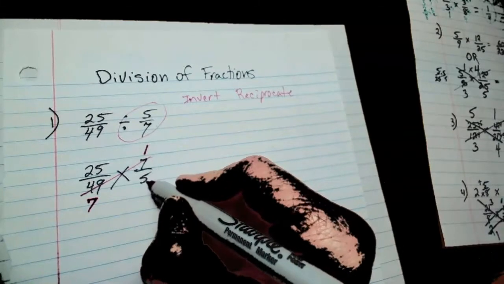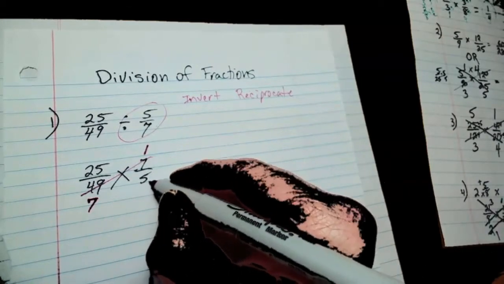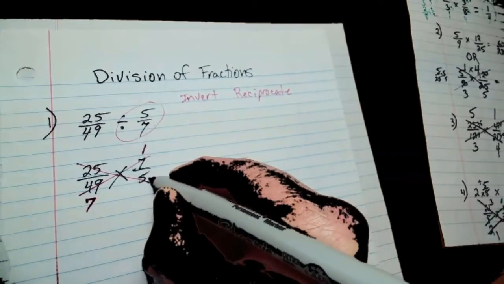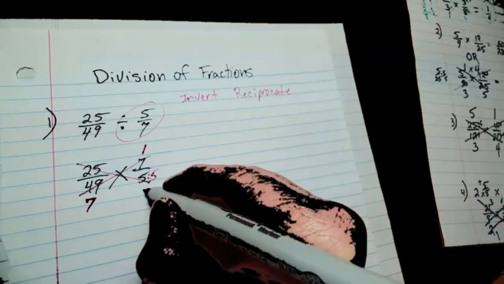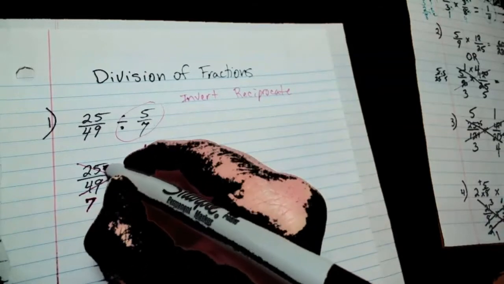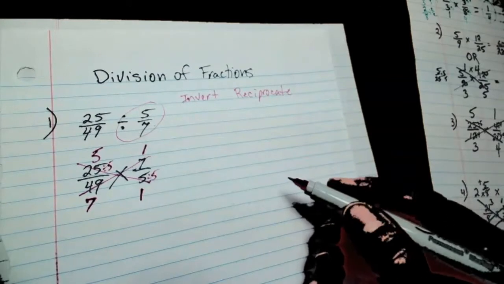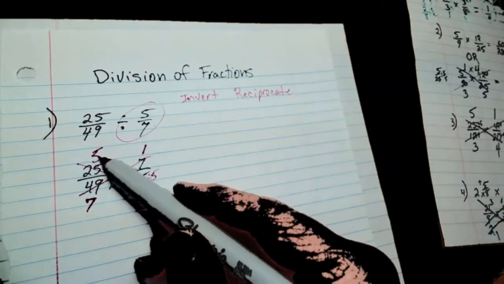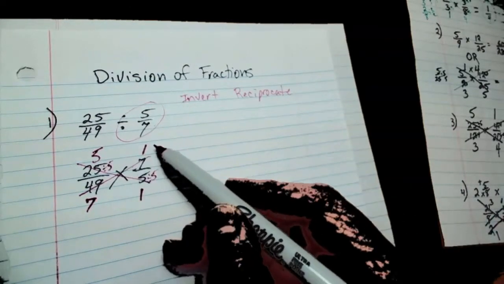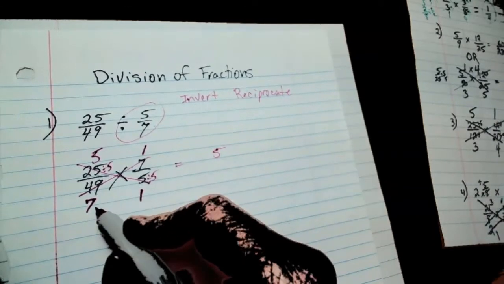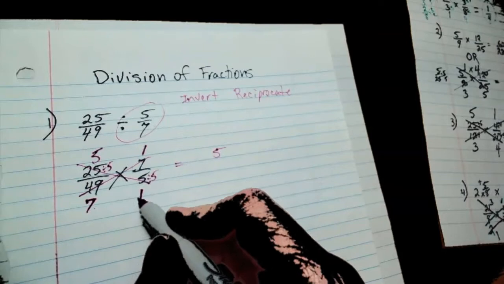And then I look at my 5 and my 25. Well, 5 is a factor of both. So 5 divided by 5 gives me 1. 25 divided by 5 gives me 5. So now I'm going to take my new numerator 5 times 1. Denominators 7 times 1.